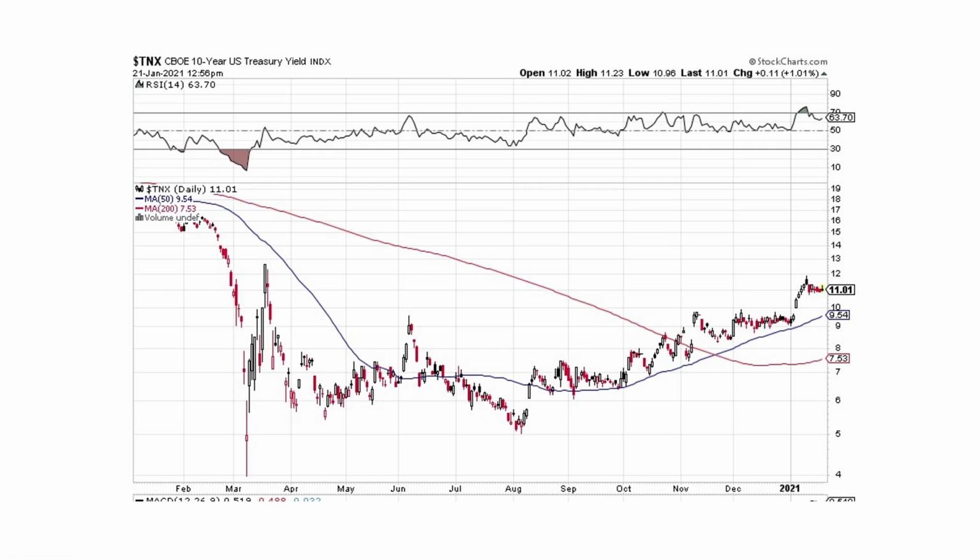Here's Treasury Yield. This is the 10-year Treasury Yield. Again, we're still in this uptrend, so that means yields are going higher, and it means that people are selling bonds and yields are going up, which means they see inflation.